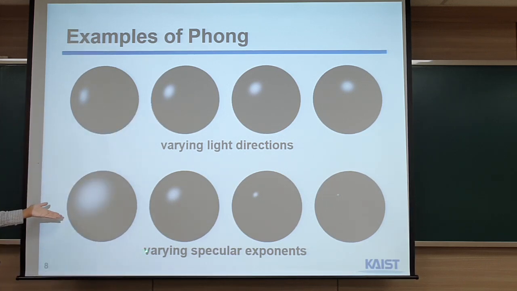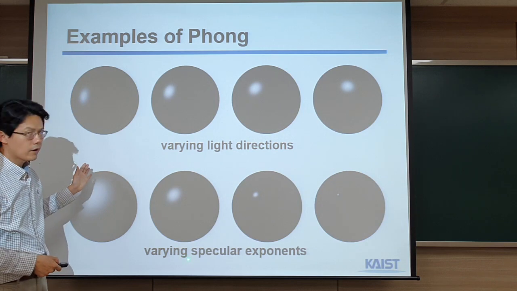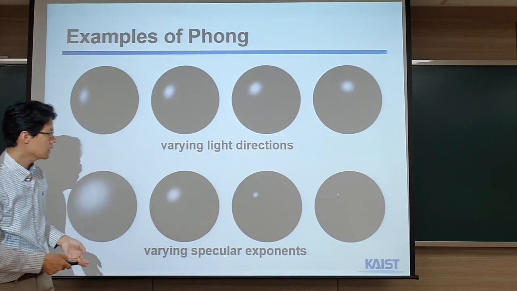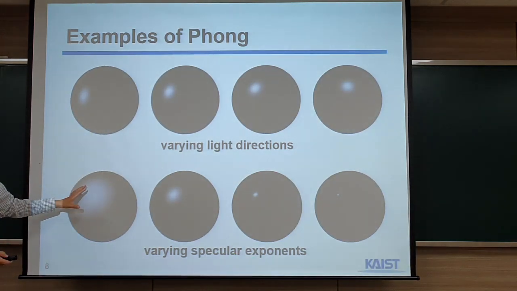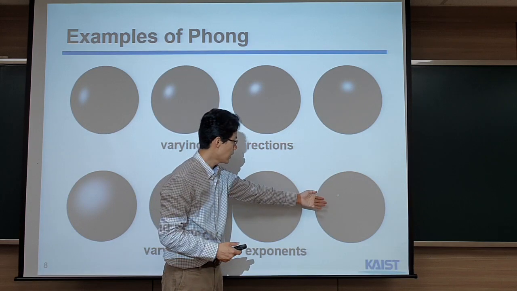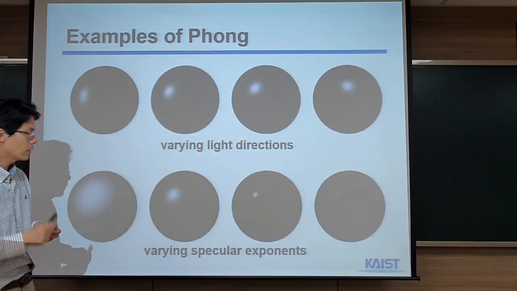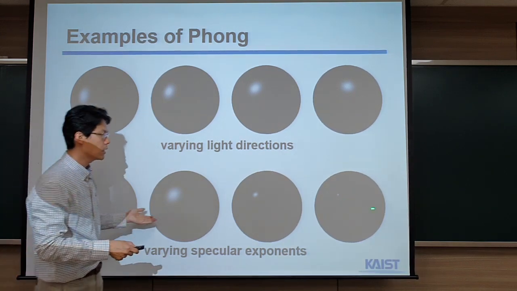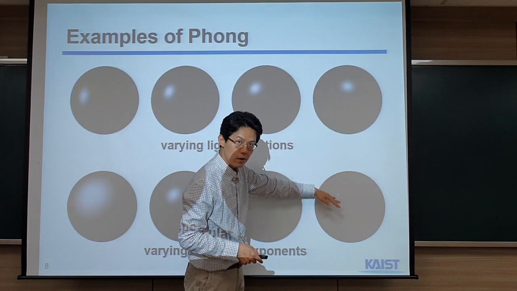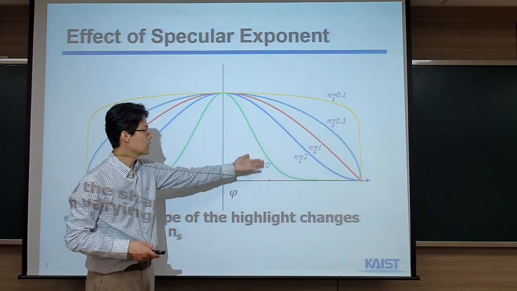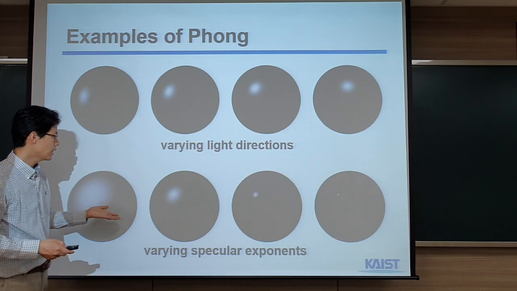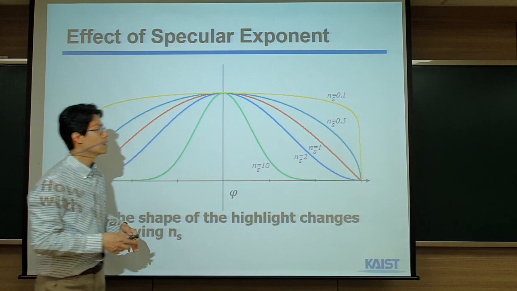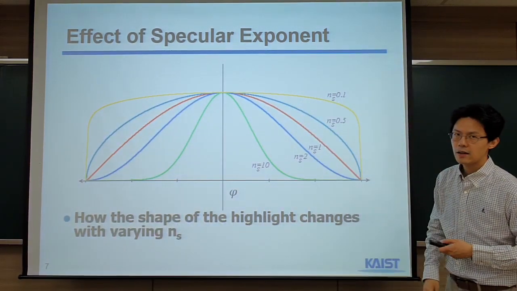And then also here, given the same view direction and light direction, we are changing the specular exponent. You can see that here we got a very rough highlight, and then here we have a very specific highlight, with a bigger NS value here. So here you can see that the highlight falls off very quickly. For this one we use a big NS value, and this one doesn't fall off very quickly, so in this case we use a very small value.